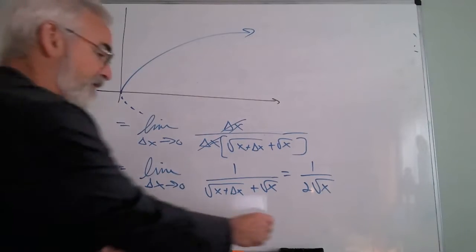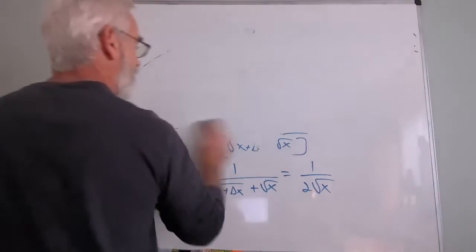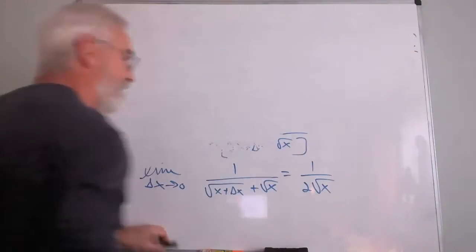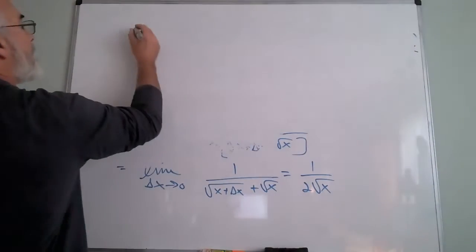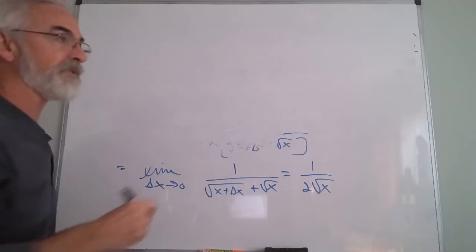Now, that's the definition of the derivative. But the problem with the definition of the derivative is the algebra. The algebra can be very intense. You see, what if I said, I want you to find the derivative of something more complicated? So here's how we often would say it.